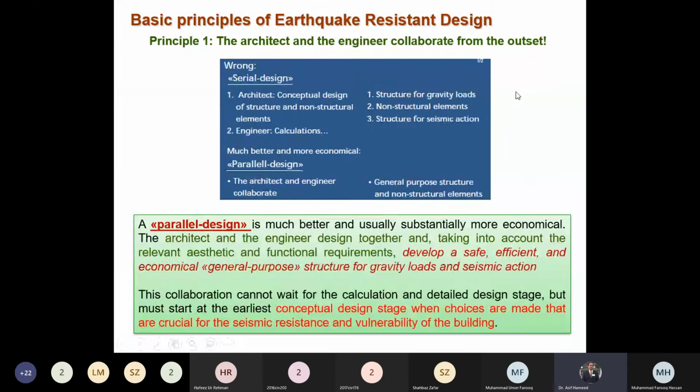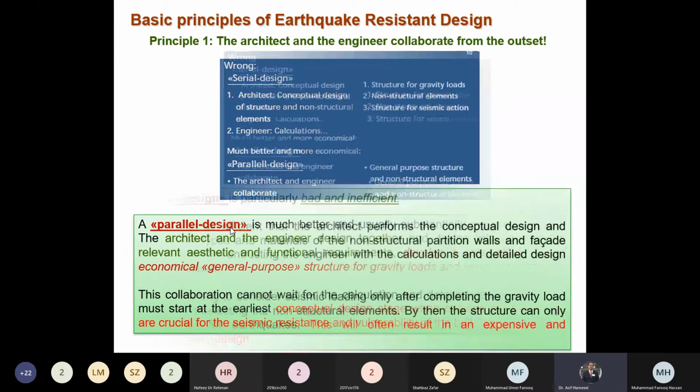Good practice is that the architect and the structural engineer should collaborate right from the beginning. They have to develop a safe, efficient, and economical design that can resist the gravity loads and also the seismic loads. So during the conceptual stage, you should collaborate with the architect, so that it is not a parallel design.